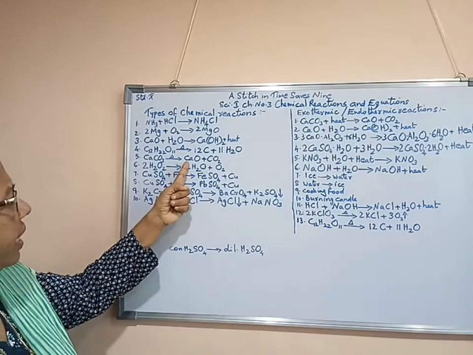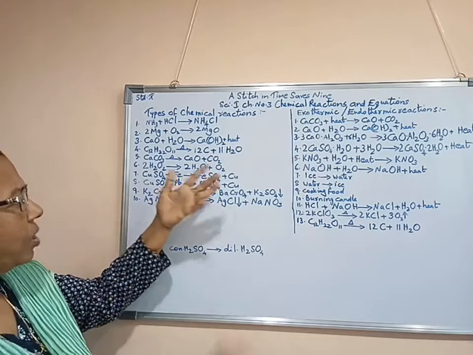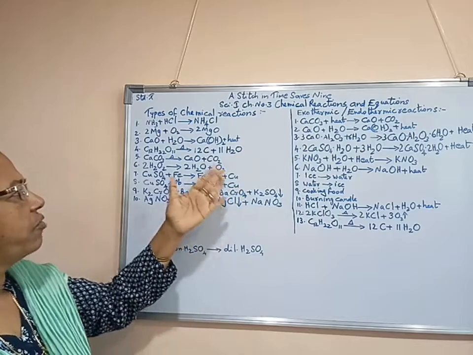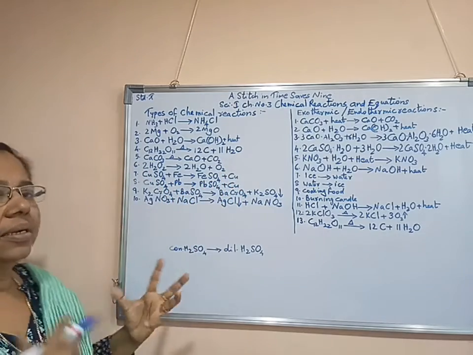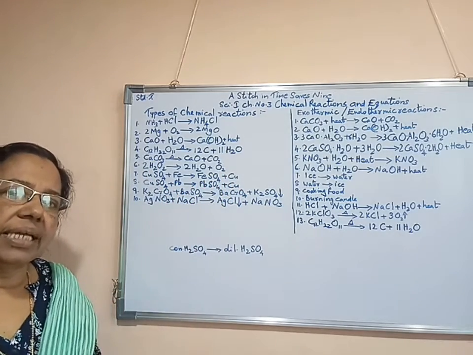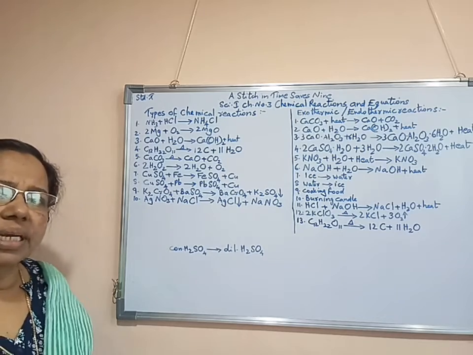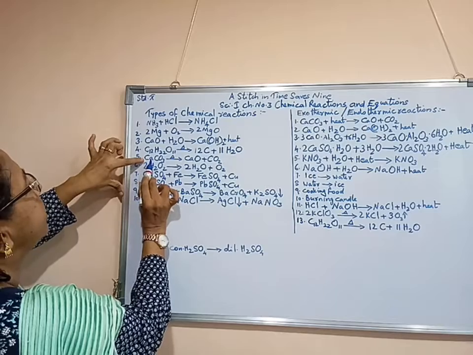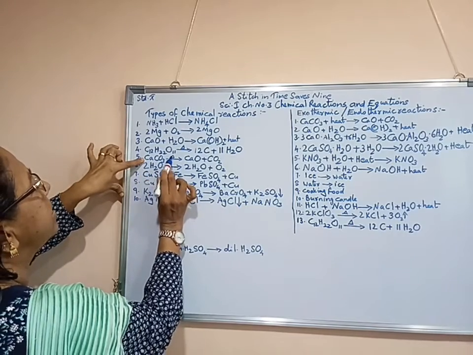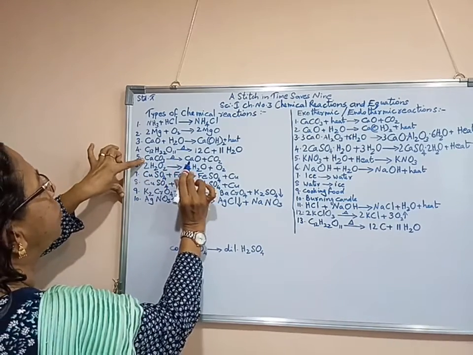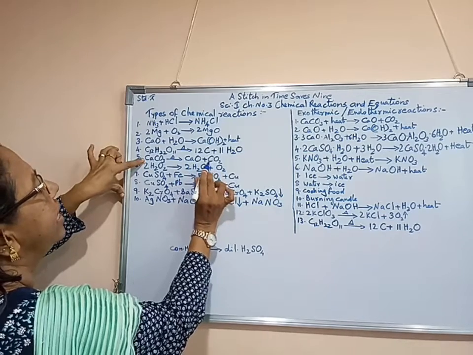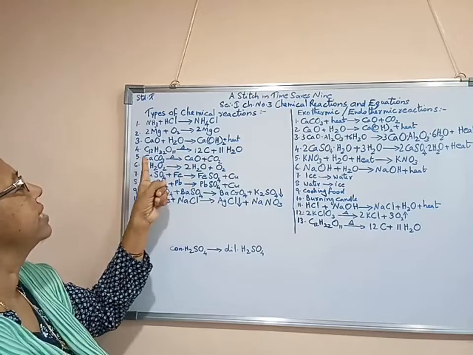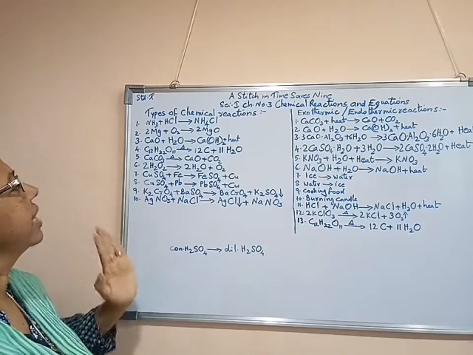Other example, here again 2 or more than 2 products are formed from a single reactant. Then we can say that is again an example of decomposition reaction. Here calcium carbonate, CaCO3, we are just heating it. As a result, calcium oxide as well as carbon dioxide is formed. So we can say this is an example of decomposition reaction.